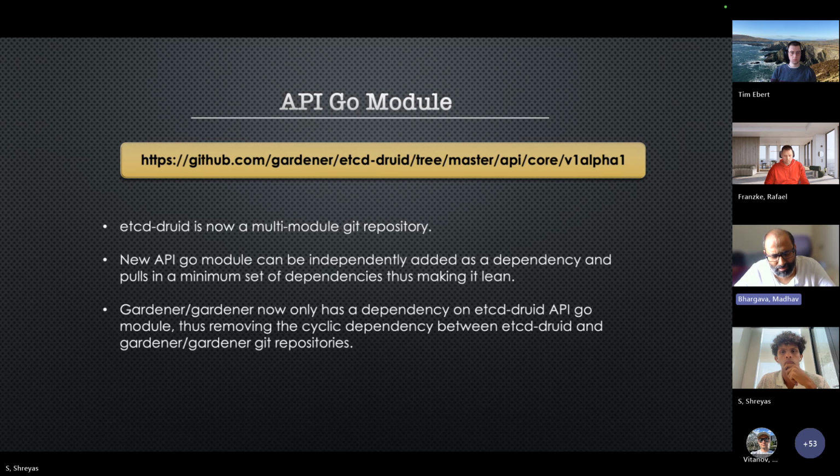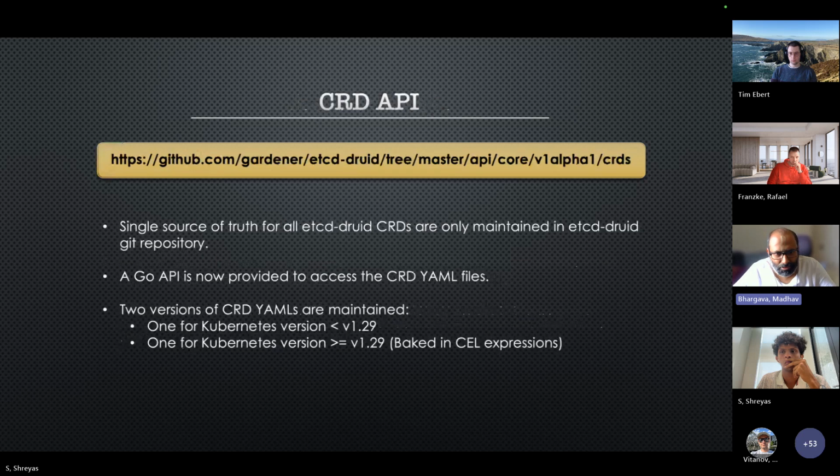This caused problems when we make changes and do local deployments, when we have racing PRs on Gardener and etcd-druid at the same time. So we removed that cyclic dependency completely, and now Gardener only depends upon the etcd-druid API Go module, which has extremely few dependencies. Mostly it's API machinery, API, and K8s utils. That's about it. Then can you go to the next slide?